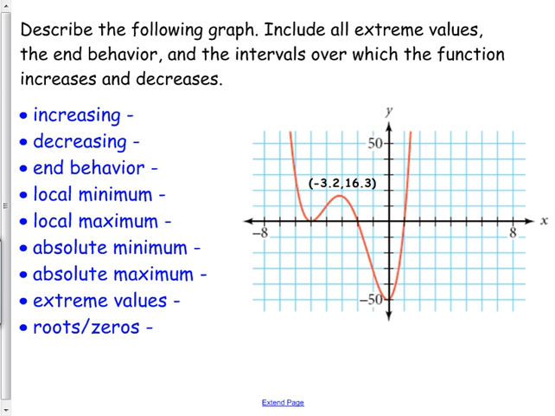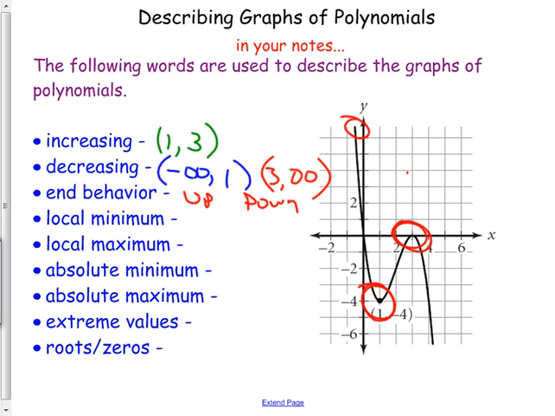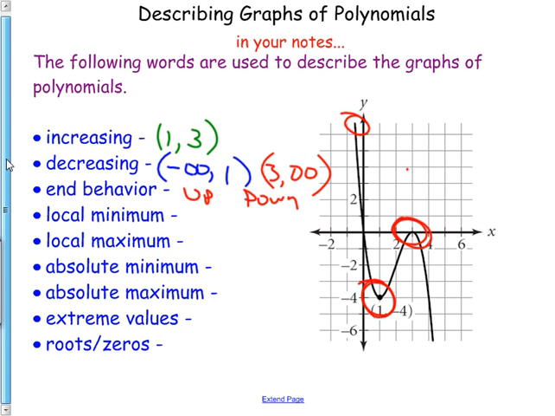Back to our list of things you've got to know. Increasing, decreasing, we talked about that. End behavior, up, down, talked about that. Local mins and maxes, we just talked about that. The absolute mins and maxes, it depends on the graph. A lot of times they don't have one because they're going to infinity. Extremes are just the low spots and the high spots all put together. Those are extreme spots. They're either high spots or low spots. The roots are the spots where it touches, like right there and right there.